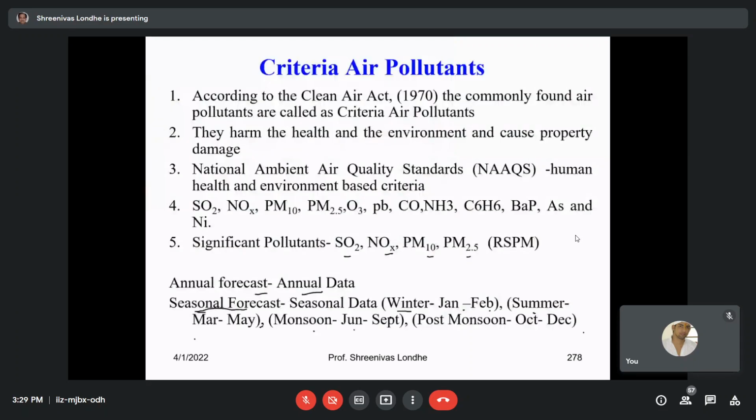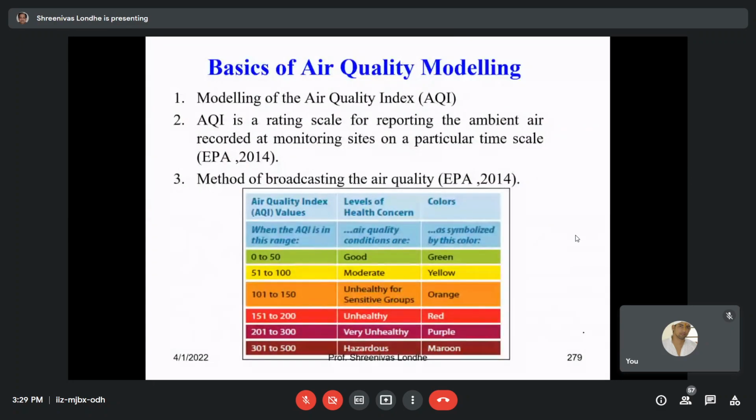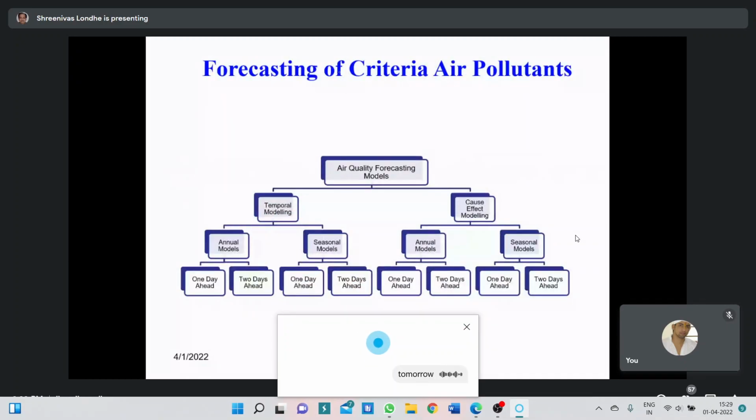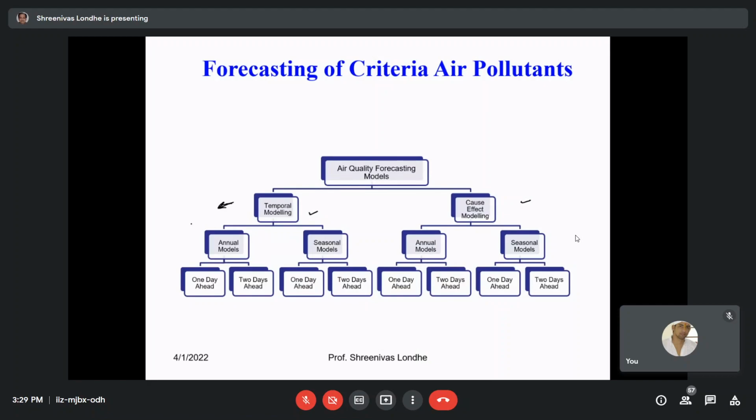So these were the two types of models which were developed, and we know what air quality modeling and the air quality index are, as I showed you in the display. The models developed were temporal modeling and cause-effect modeling. In temporal modeling, we used only the data of air criteria pollutants at a particular time t, then at time t-1, that is yesterday, t-2, that is the day before yesterday, and so on and so forth.